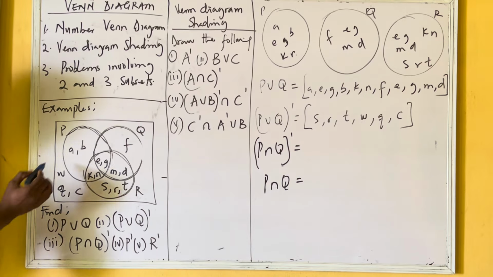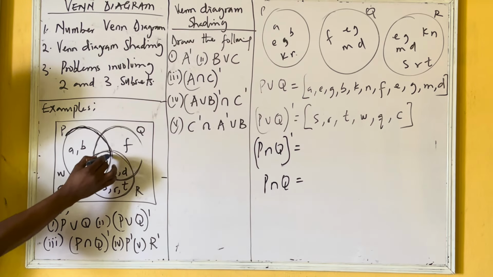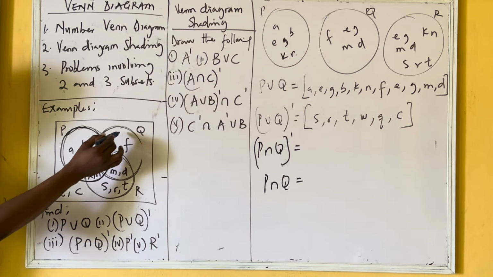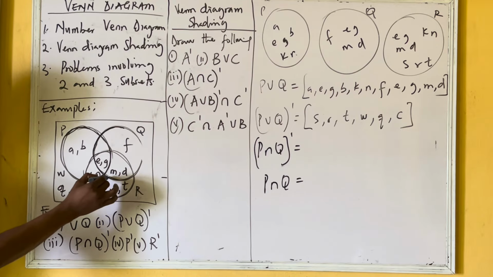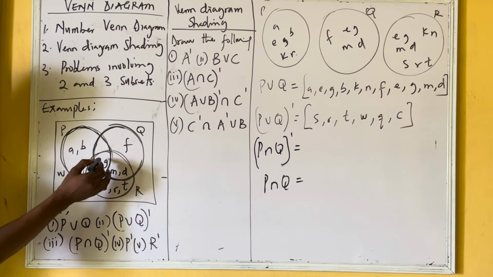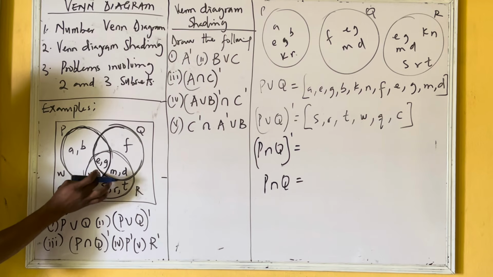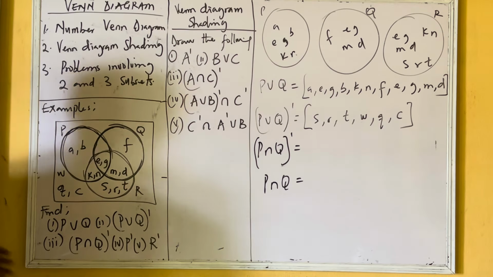Now, coming back to the diagram, remember this is the circle of P and this is the circle of Q. What do they have in common? This is it, because both of them share E, G in common. So E, G.